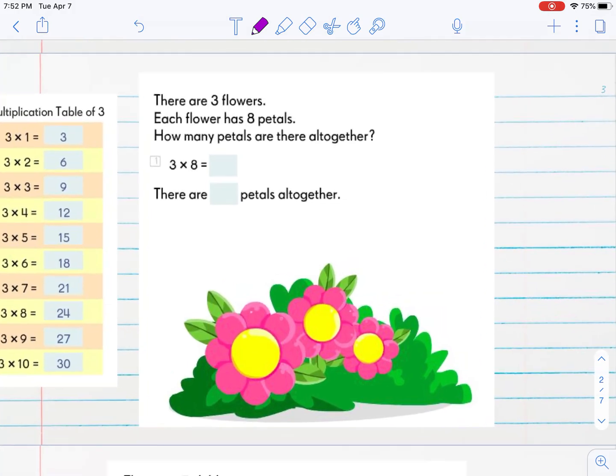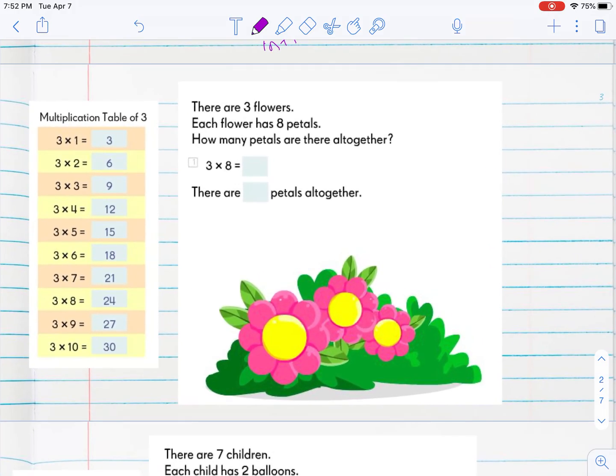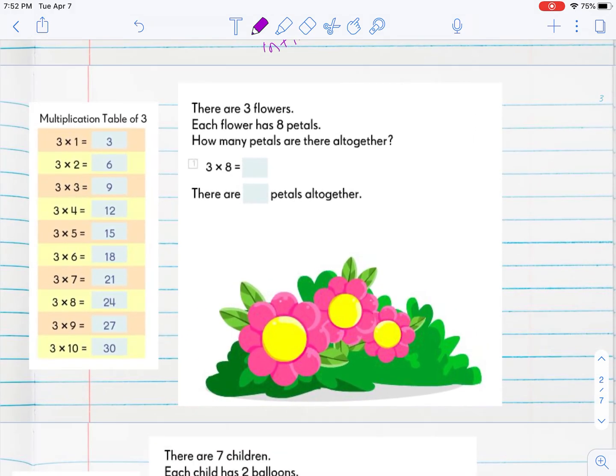So hopefully by now you've started to become familiar with the multiplication tables of 2 and 3, and you're starting to feel confident in some of the answers. Okay, just in case, I've put the multiplication table of 3 over here on the side to help us solve the problem. So here's the word problem. There are 3 flowers. Each flower has 8 petals. How many petals are there all together?